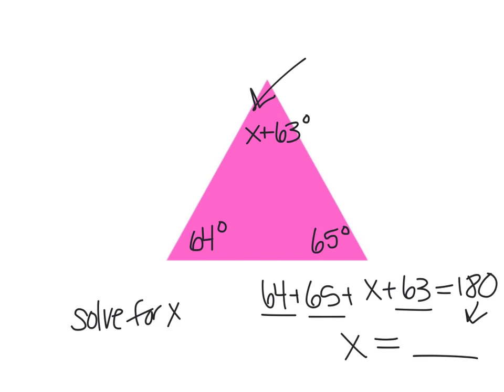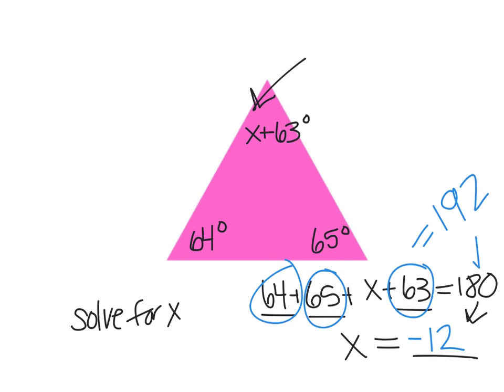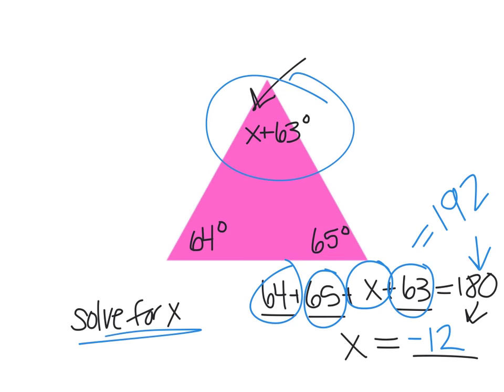You should be getting x equals negative 12. Because when you add 64, 65, and 63 together, you will get 192. Well, it can only add up to 180, so x, by definition of this concept, must be a negative number. That's okay. We're not solving for the angle measure. We are solving for x.